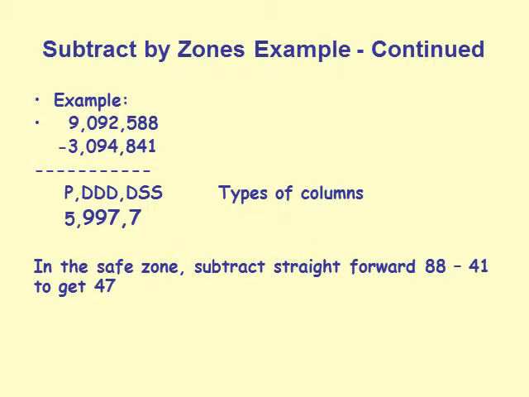Okay, now let's see. In the safe zone, it's 88 minus 41. It's a safe, straightforward subtraction. You can do one digit at a time or you can do both. 8 minus 4 is 4 in the tens place. 8 minus 1 is 7 in the units place. So 47 is the answer in the last two digit positions.